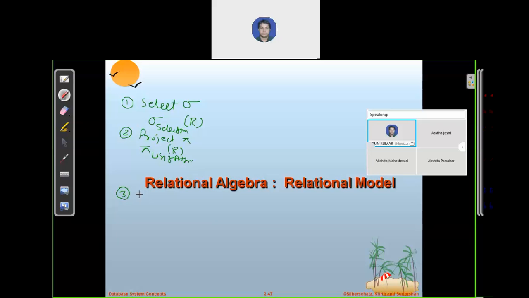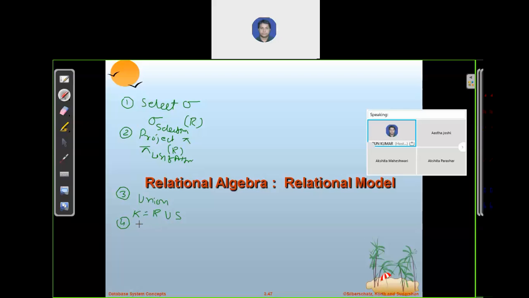The first set theoretical operator we saw is union, which combines the records of two relations. R union S means in this resultant relation, the records of R and S will be present, which are either present in R or S.